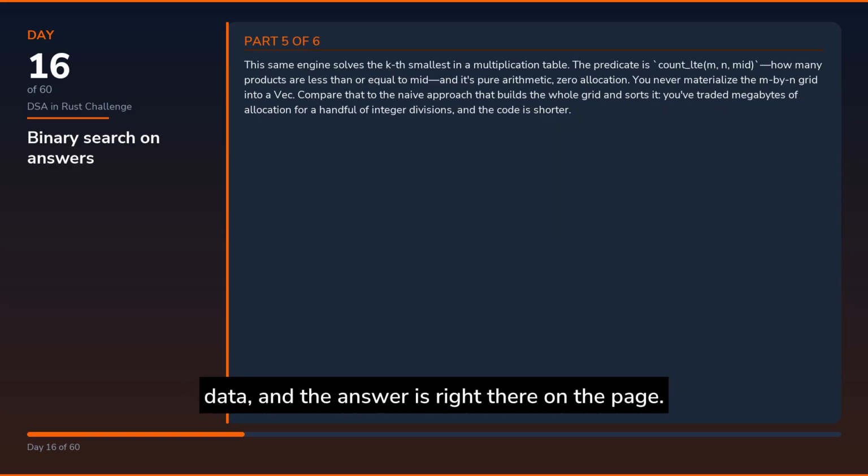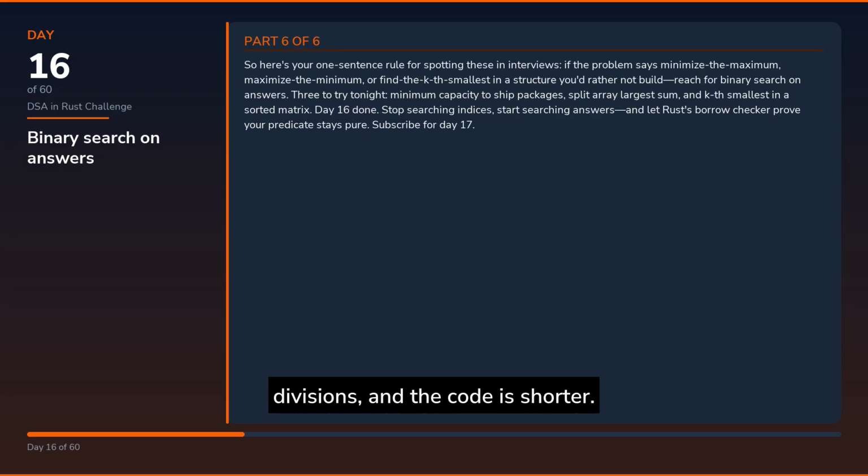This same engine solves the kth smallest in a multiplication table. The predicate is count_le(m, n, mid). How many products are less than or equal to mid? And it's pure arithmetic, zero allocation. You never materialize the m by n grid into a Vec. Compare that to the naive approach that builds the whole grid and sorts it. You've traded megabytes of allocation for a handful of integer divisions, and the code is shorter.